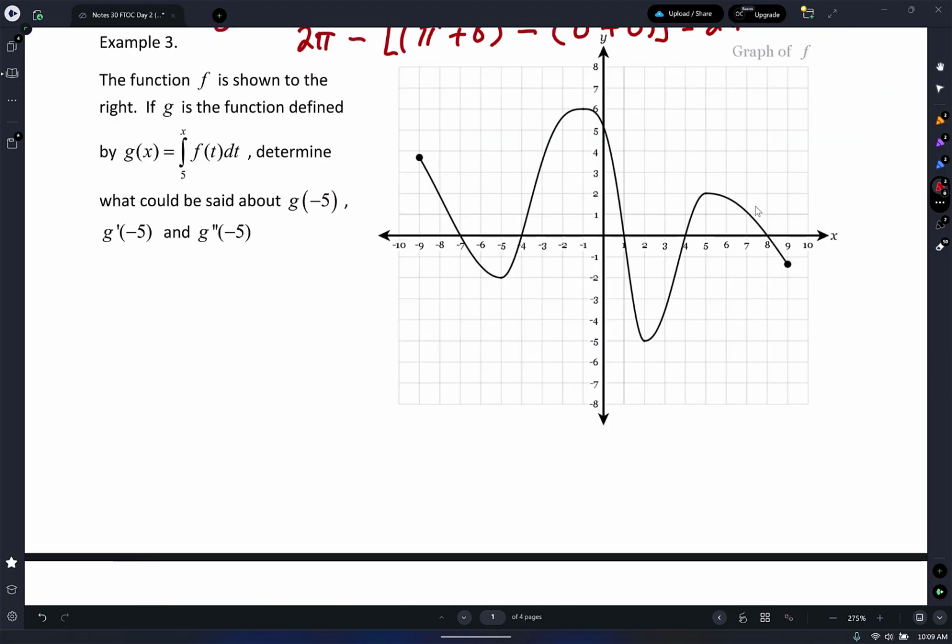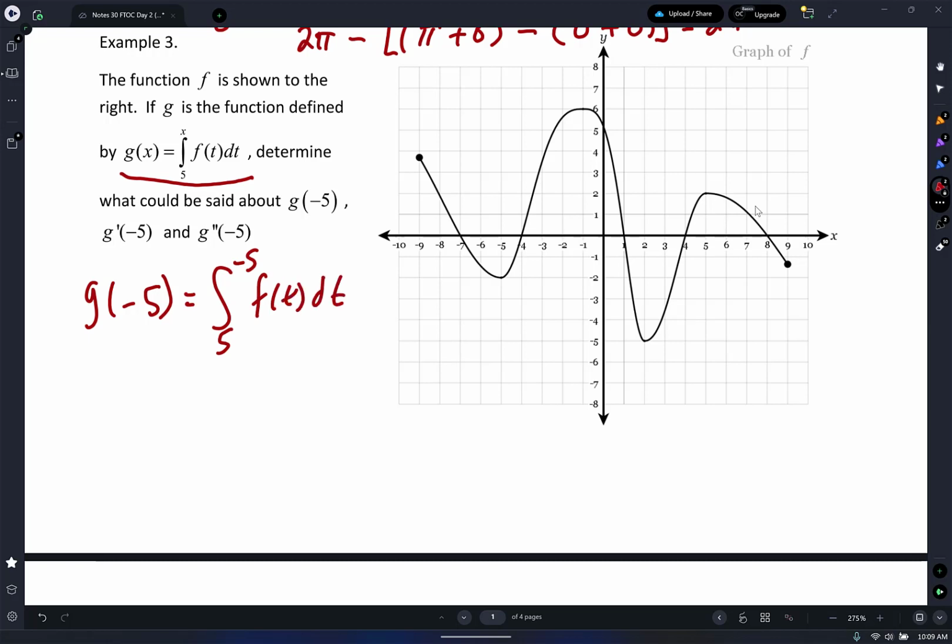Example 3. The function f is shown to the right. If g is a function defined by this function, determine what could be said about g of negative 5, g prime of negative 5, and g prime prime of negative 5. Okay, so g of negative 5, we're not going to be able to get a numeric value, but we'll be able to tell whether it's positive, negative, or 0. It is the integral from 5 all the way to negative 5 of f of t dt.